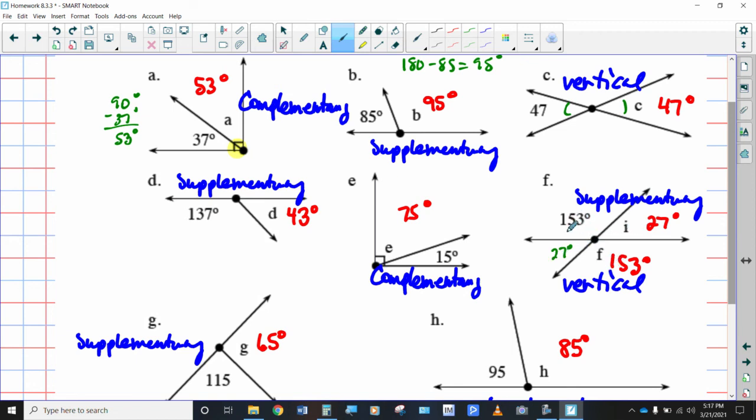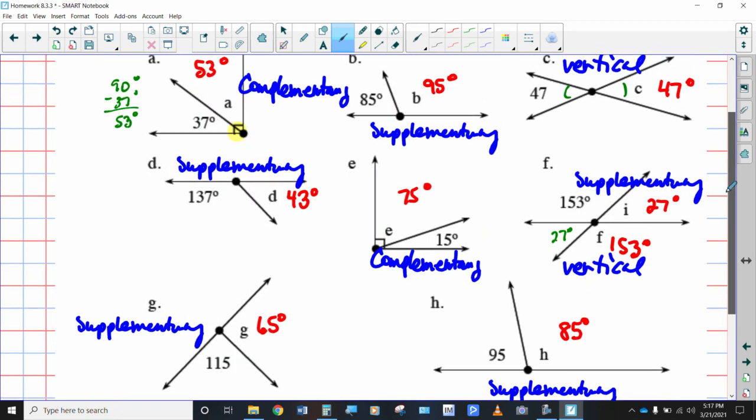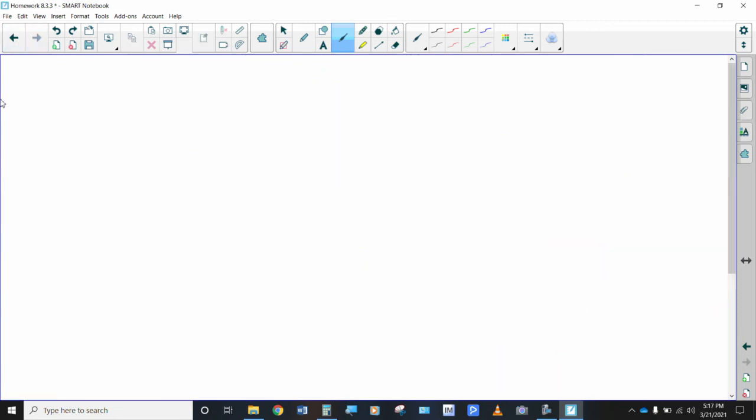These are vertical angles. These are supplementary angles. That's a straight line, which makes these supplementary. So 180 minus 115 is 65. And this one looks like the same one as up here, it's just inverted. So this is 85, while that one was 95. And we are done. Hooray.